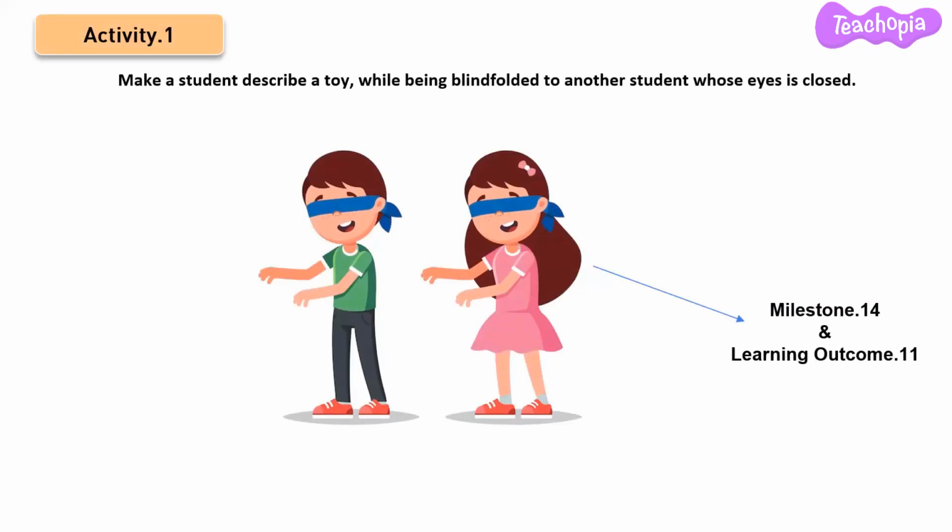So there are milestones and learning outcomes mapped out for each month. And we know that milestone 14 and learning outcome 11 has been mapped out for the month of February. So these two milestones, the milestone here addresses on talking about or describing a toy. And learning outcome 11 talks about how we can introduce concepts like nouns, verbs, adjectives, and adverbs. So a simple activity that you can all do in the classroom is the blindfold activity.